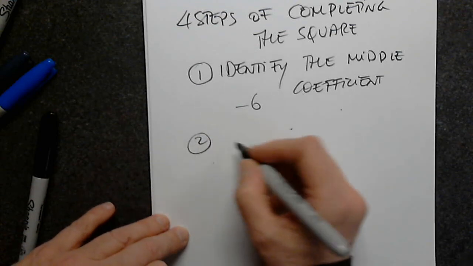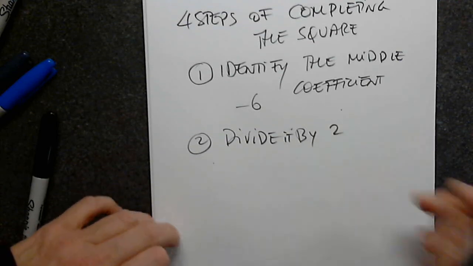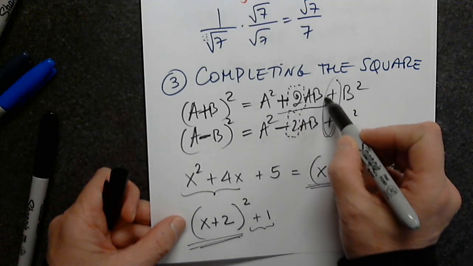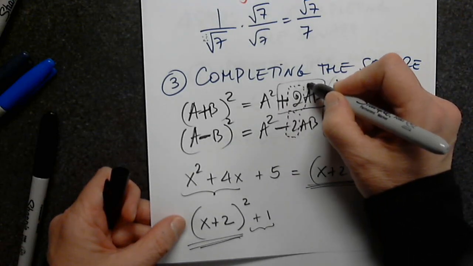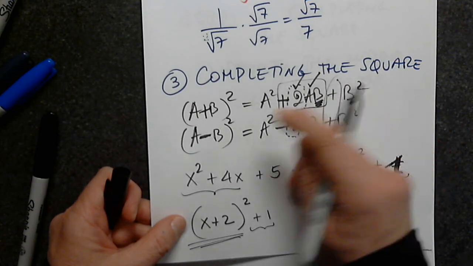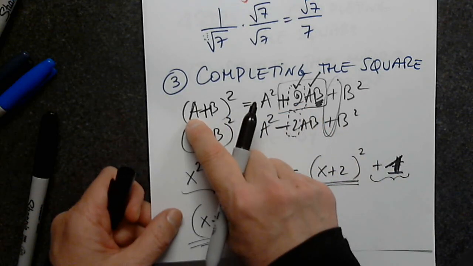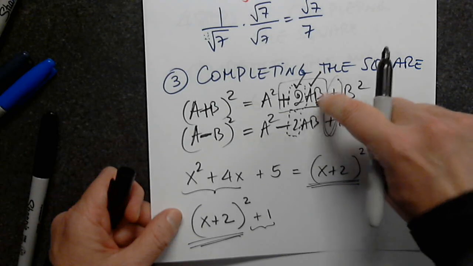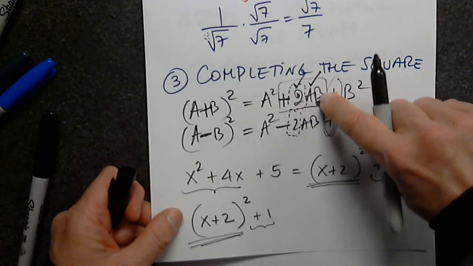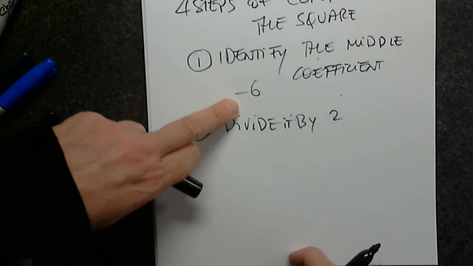Step number 2. Divide it by 2. Now I know you're going to ask, why by 2? I have this middle term. I have the first term. If I divide this quantity by 2, I will find what I'm interested in as the second term. That's why I'm dividing by 2. I have the first term. I want to find the second term, but I have to divide this quantity by 2 in order to find the second term. So please divide negative 6 by 2.